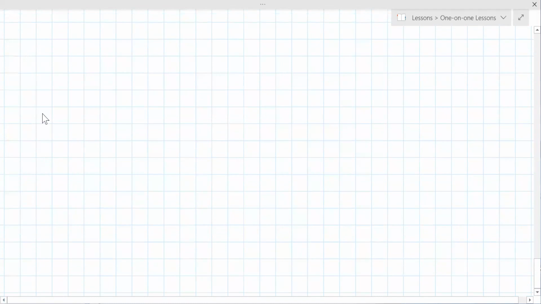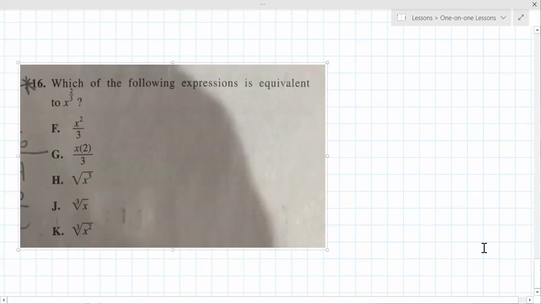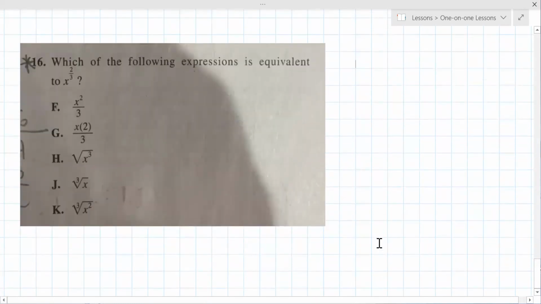Okay, so 16. Which of the following expressions is equivalent to? Oh, I've seen this before. Did you grab just a book from Amazon or somewhere, an ACT book? It was just a free one that they give you if you sign up for the test. It was from last year. Yeah, okay. This is so familiar.